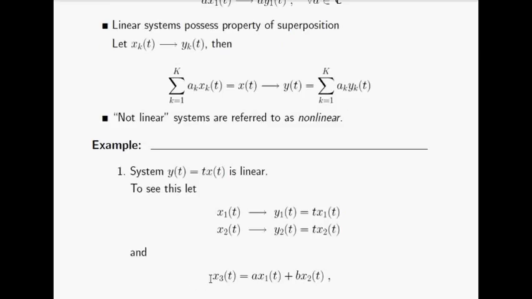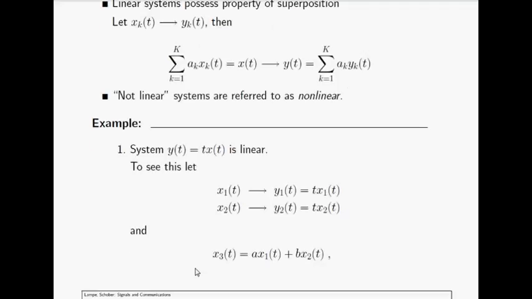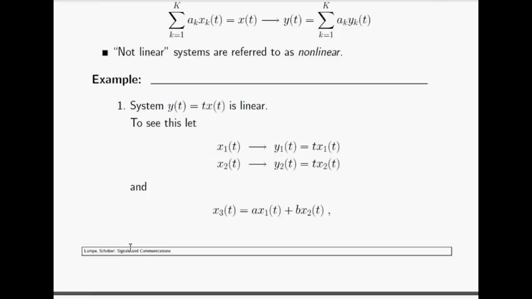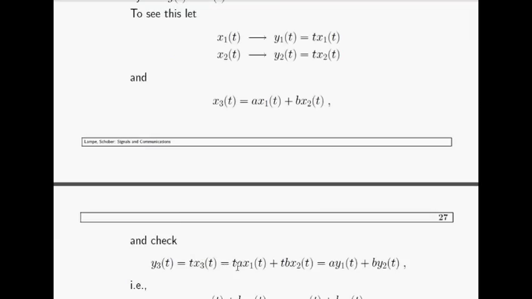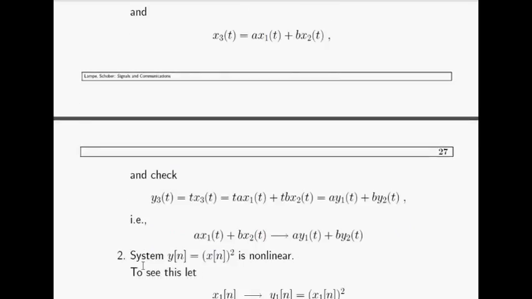Okay, so I am considering x3 of t as a x1 of t plus b x2 of t, and if I am taking this as input signal and passing it through the system, I will get output t x3 of t, which will be t a x1 of t plus t b x2 of t. And here you can see that t x1 of t is y1 of t, t x2 of t is y2 of t, so it is equal to a y1 of t plus b y2 of t, which shows that the system is linear.